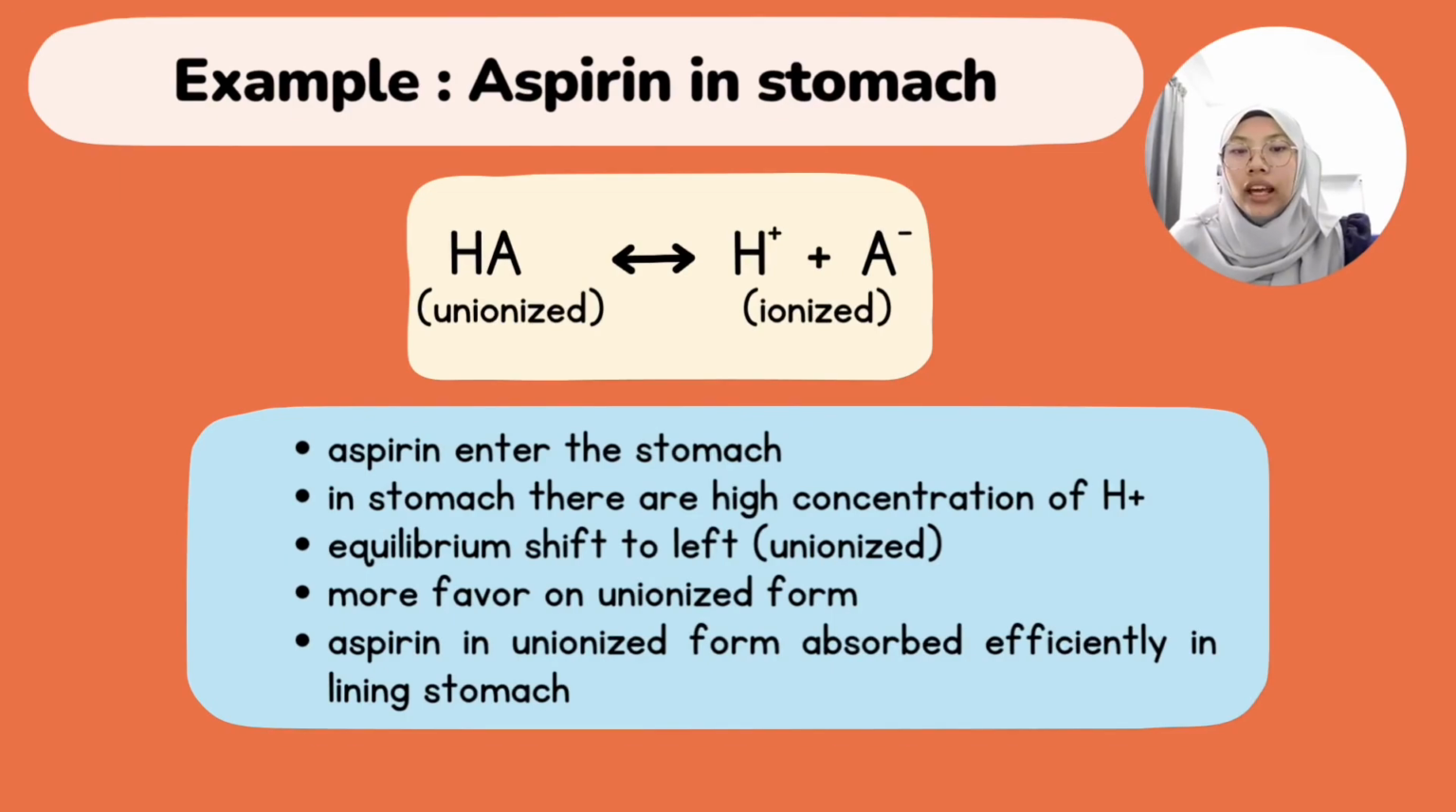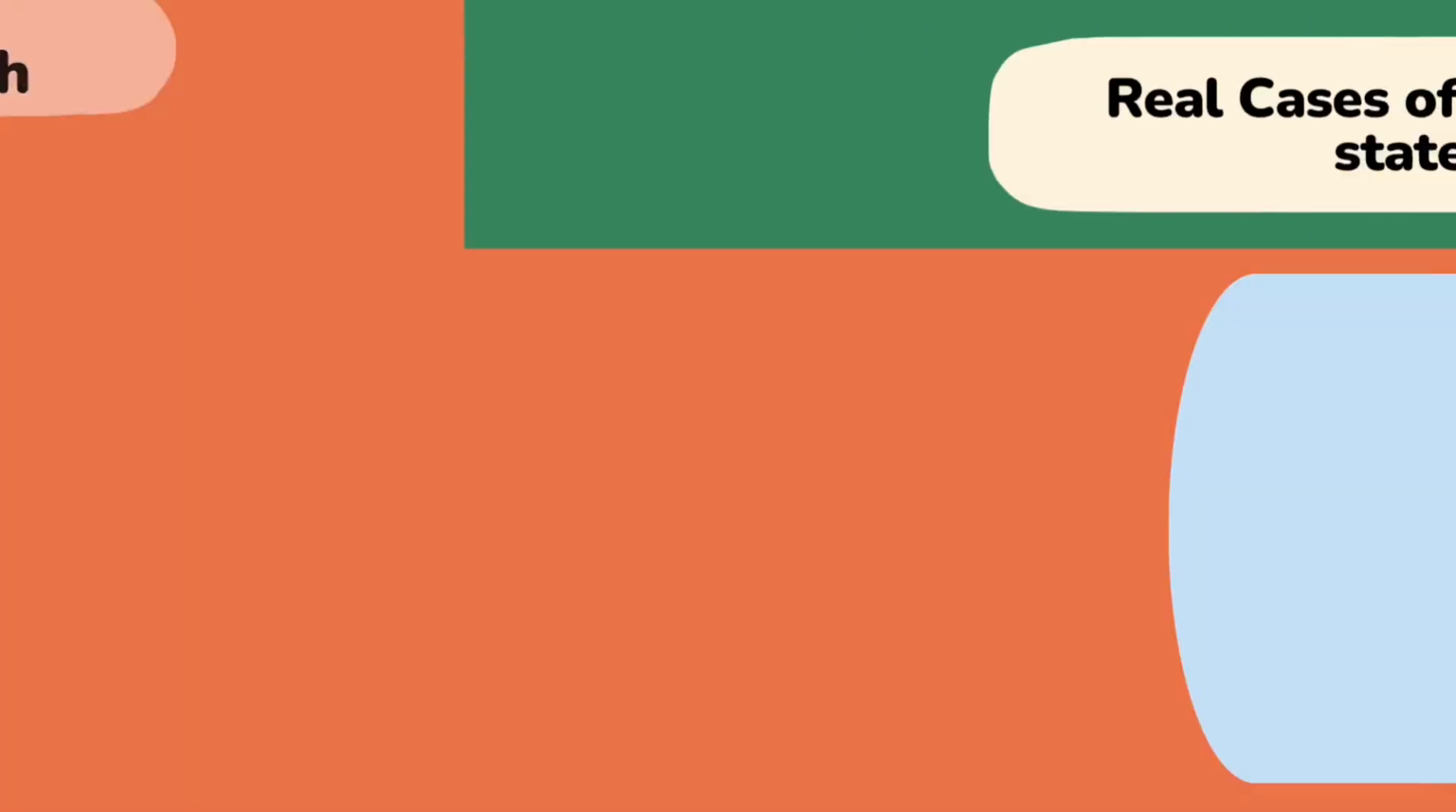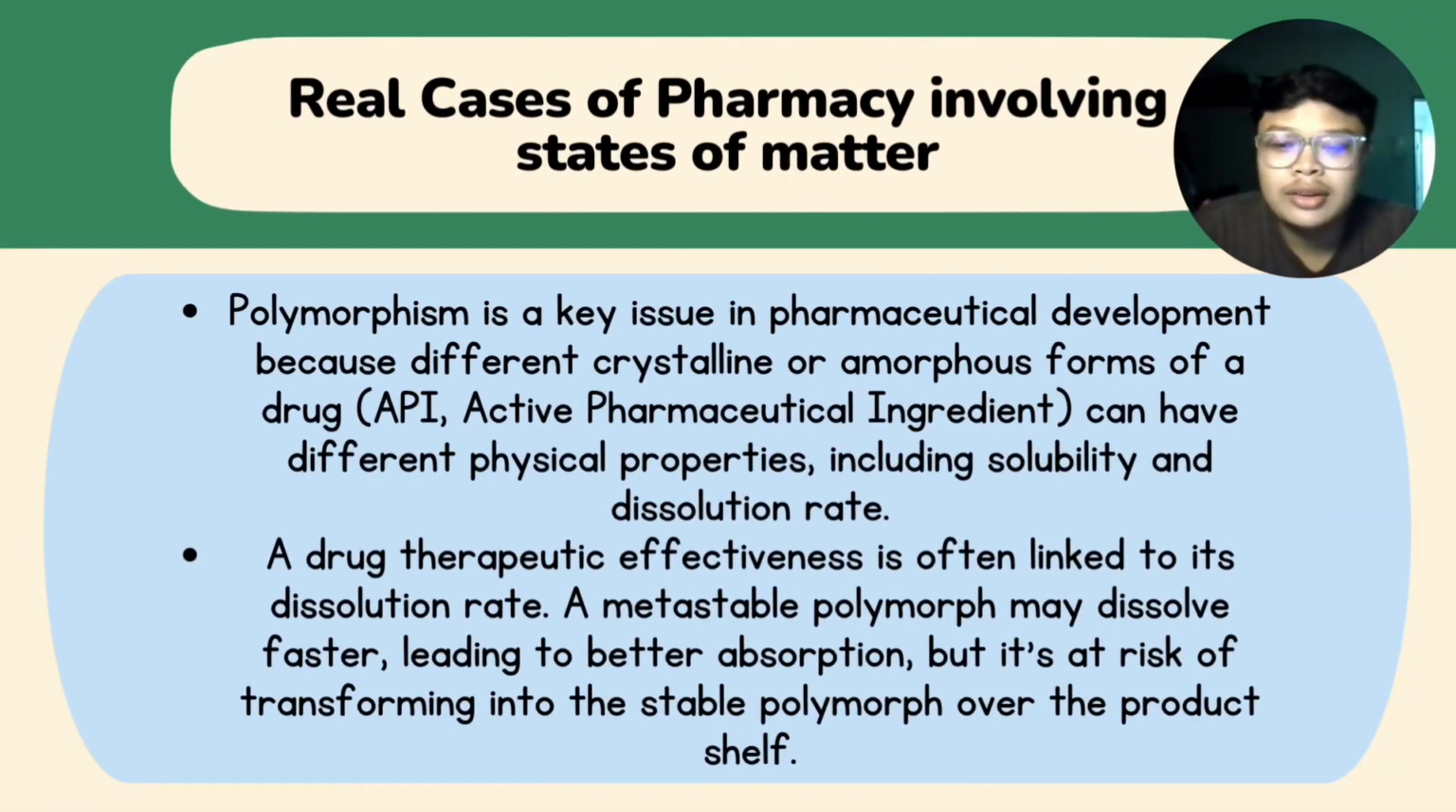When aspirin enters the stomach, there is a high concentration of H plus ions. According to Le Chatelier's principle, the equilibrium will shift to the left, toward the unionized form. Therefore, the unionized form is more favored and increased. This is the reason why aspirin in unionized form absorbs better in our stomach, because it can pass through the membrane of the stomach lining. Now, I will talk about the real cases of pharmacy involving state of matter.